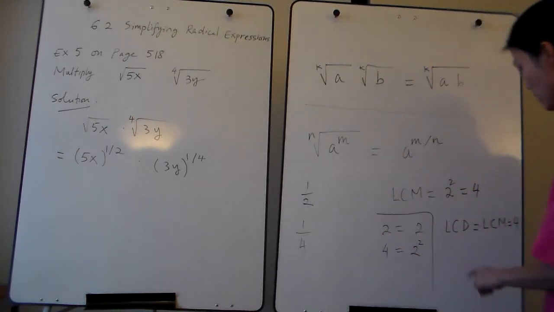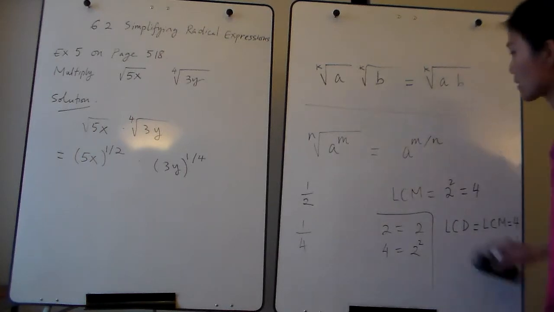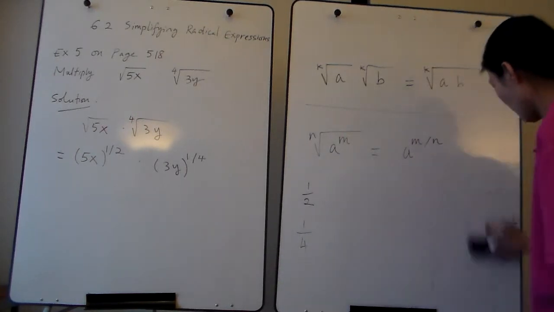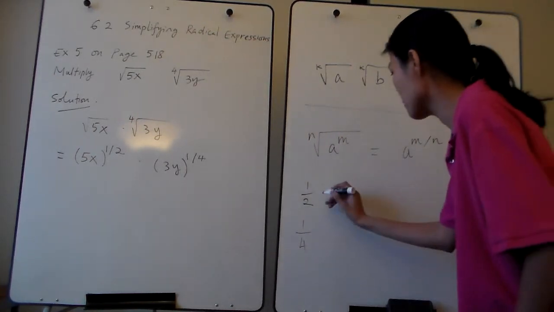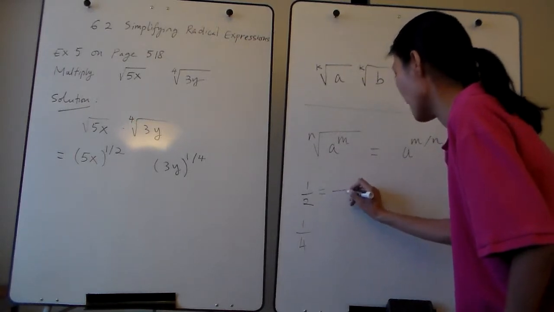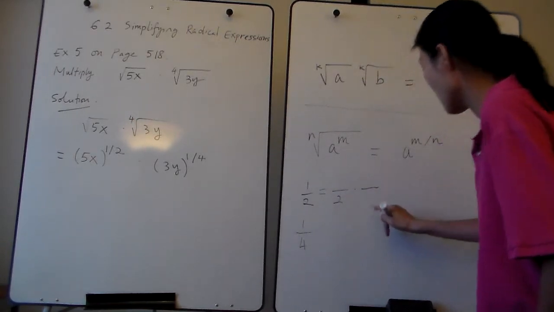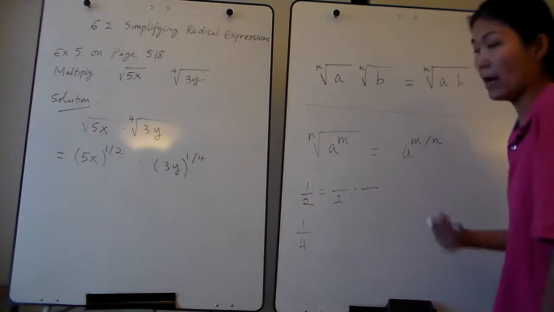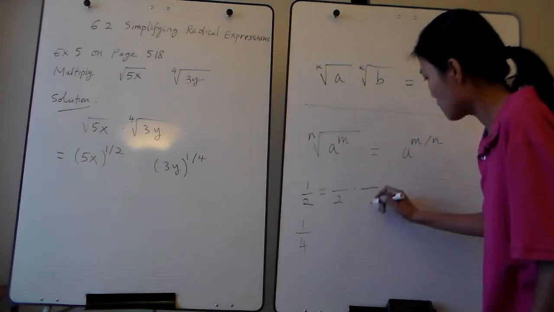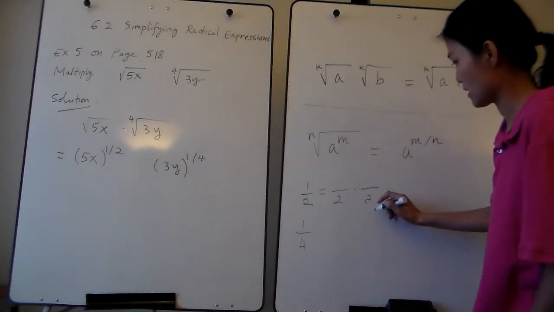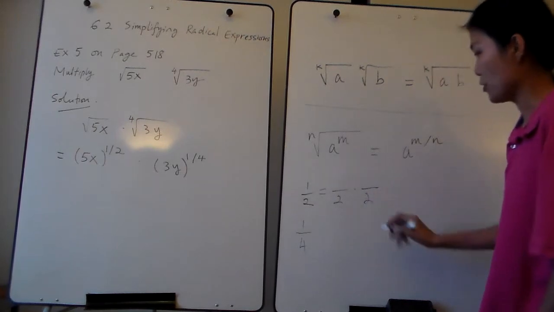This is not in the LCD form yet. So I'm going to convert this to an equivalent form that has denominator 4, or LCD form. 2 times 2 is 4, right? That's why I multiply by 2.